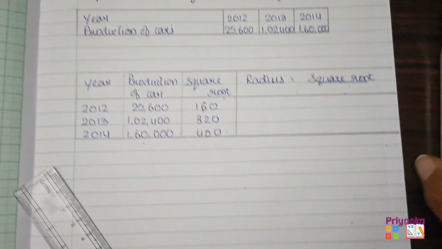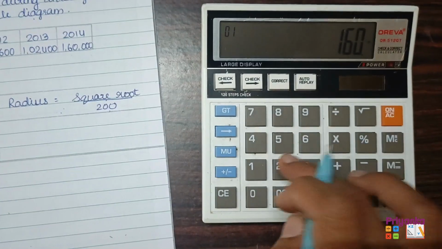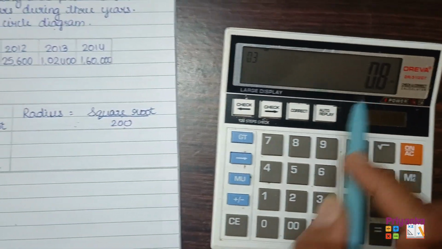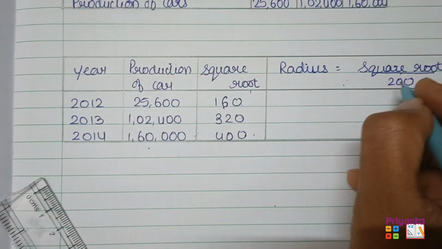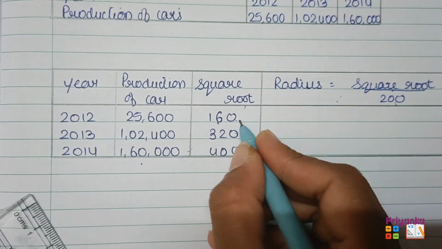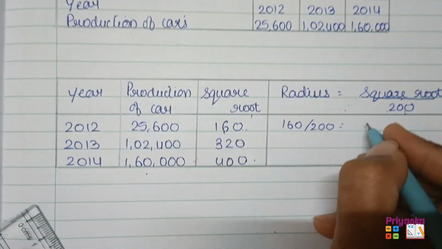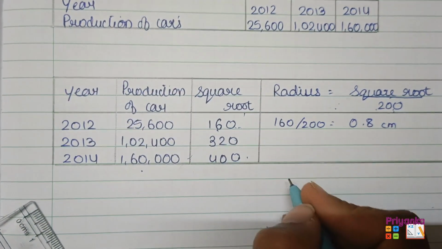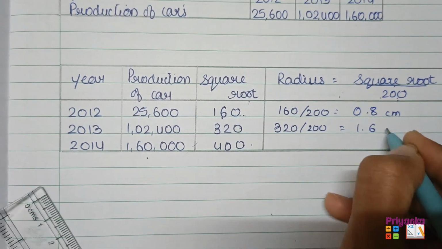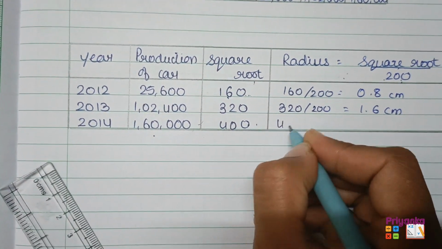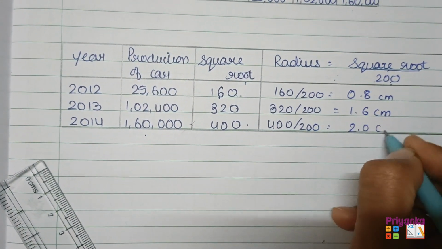Out of 2, let's take 200. 160 divided by 200 gives 0.8 centimeter, which can easily be drawn in the book to show the production of the car. So here we are going to divide each square root by 200. 160 divided by 200, here we get 0.8 centimeter to be shown. Next is 320 divided by 200, which is 1.6 centimeter, and 400 divided by 200. Here the answer will be 2 centimeter.